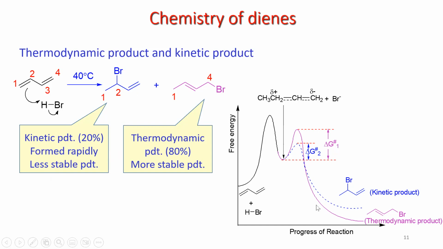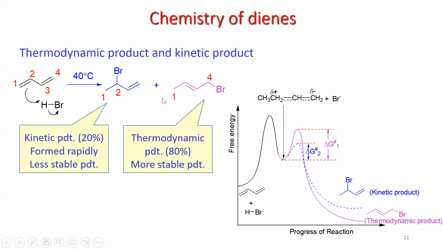Now, this is the plot or the graph for the reaction. You can see it goes through an intermediate like this, and then the transition state like this, and the intermediate is here. So when the kinetic product is formed, it is less stable. The product is here, but the activation energy for the kinetic product is less. So this delta G2 is less here.